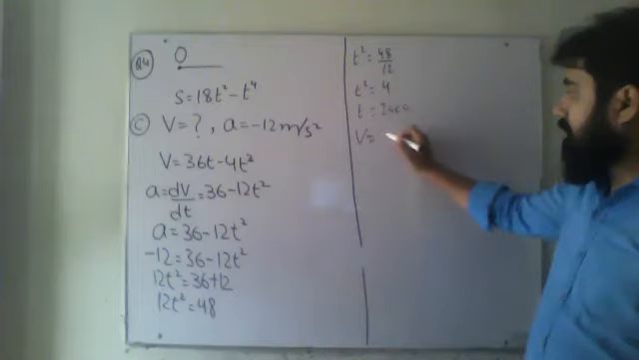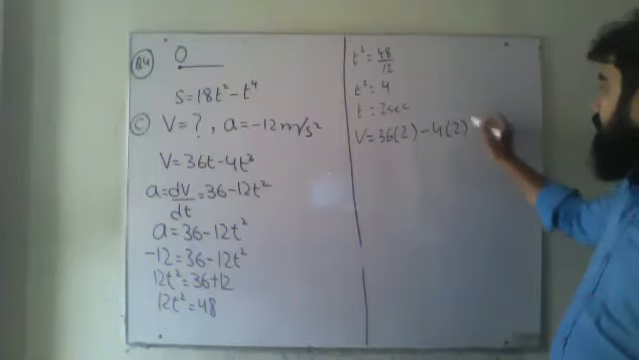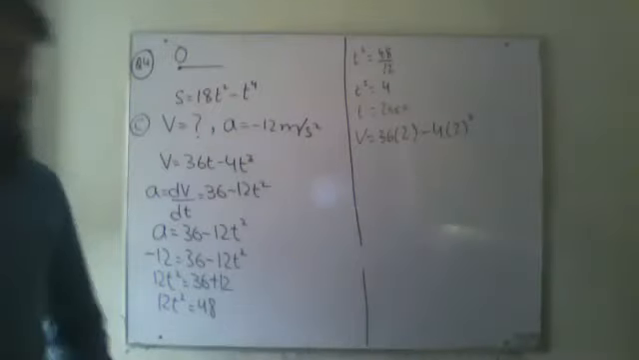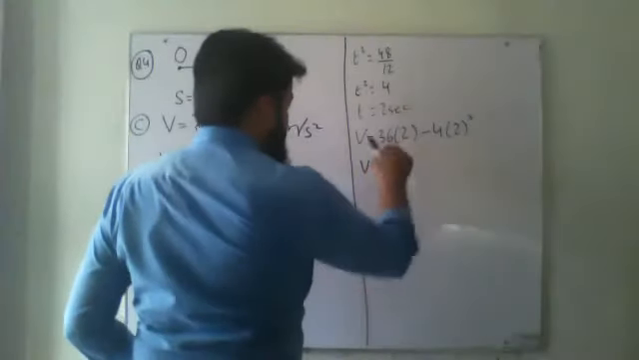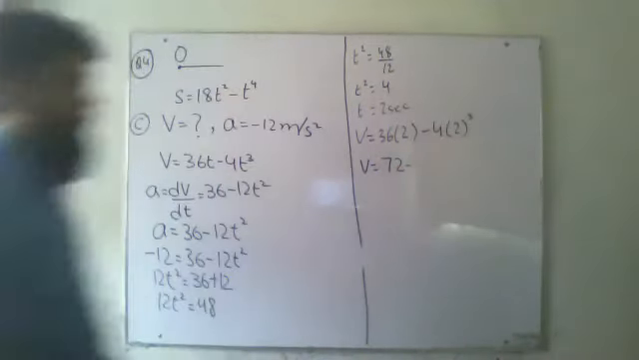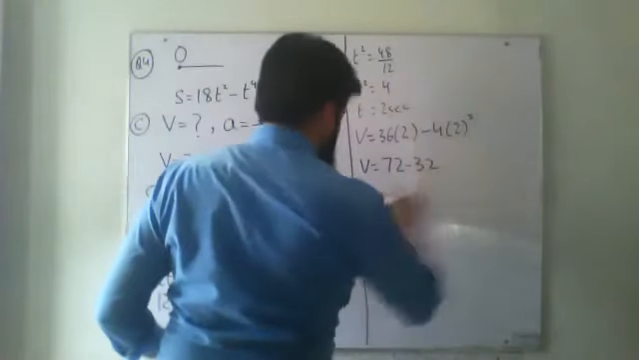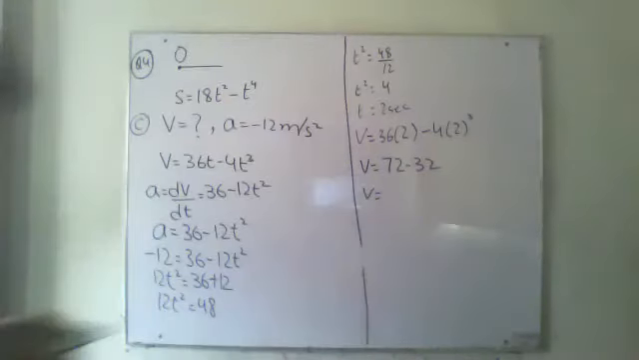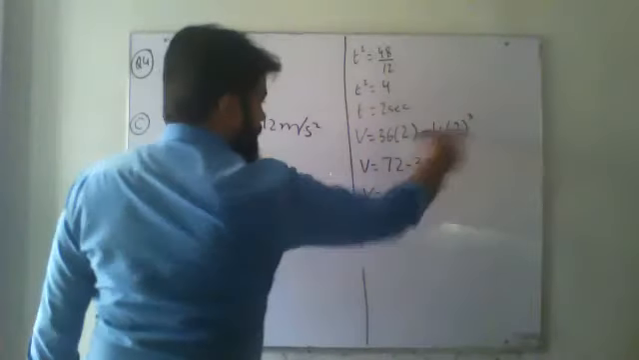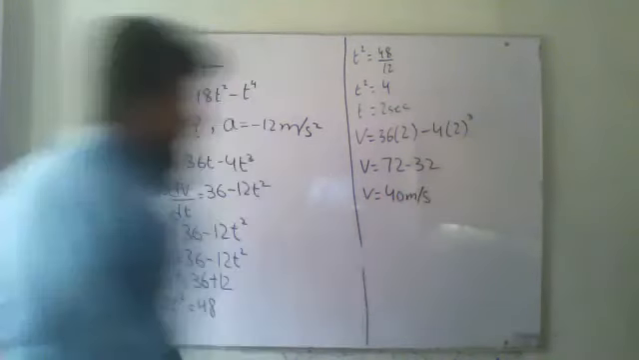V equals 36 into 2 minus 4 into 2 cube. Simplifying it further, V equals 36 into 2 will be 72 minus 4 into 8, 32. So 72 minus 32, simplifying it, the answer is coming 40 meter per second.